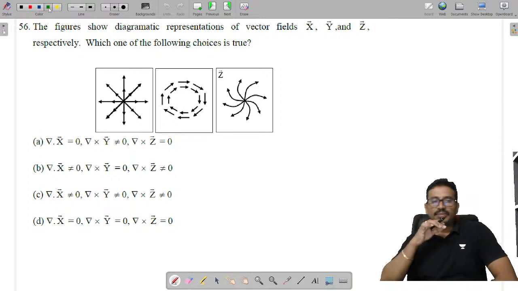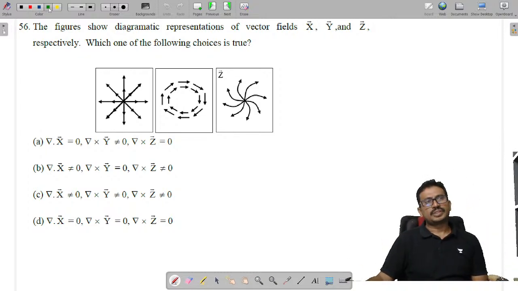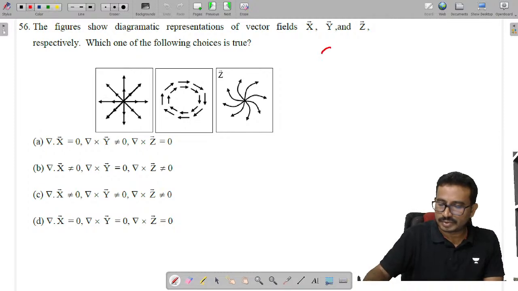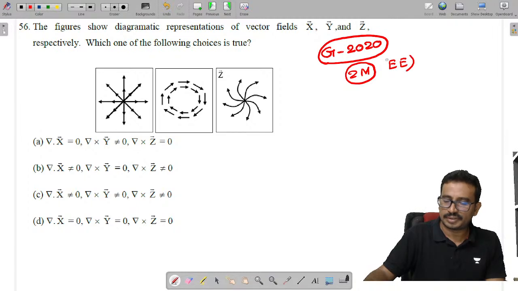Now take the next problem. This is a GATE 2020 problem, I think, for electrical, a 2 marks question. I think GATE 19 or 20, I am not sure. It is nearly 20. You see this thing here. Which option, tell me?